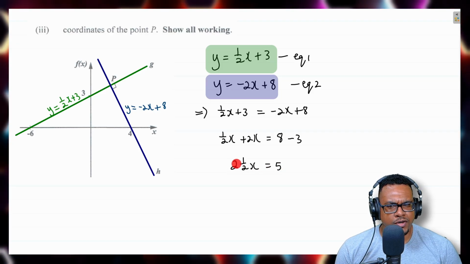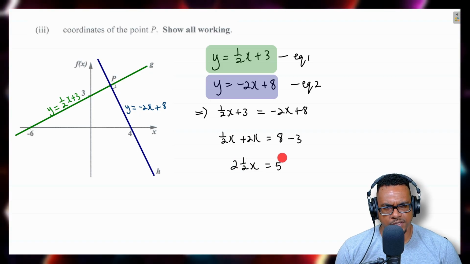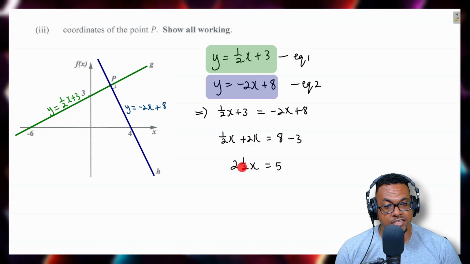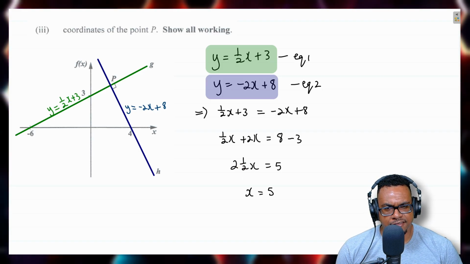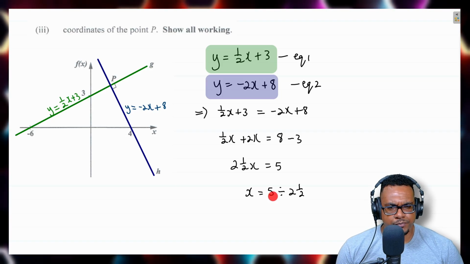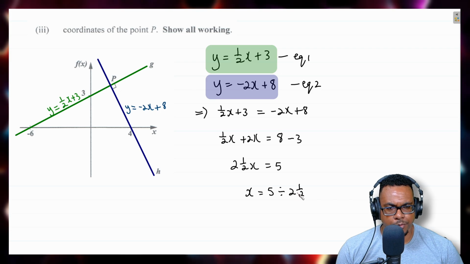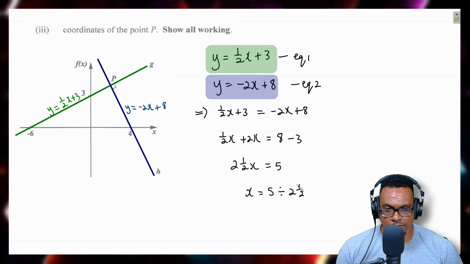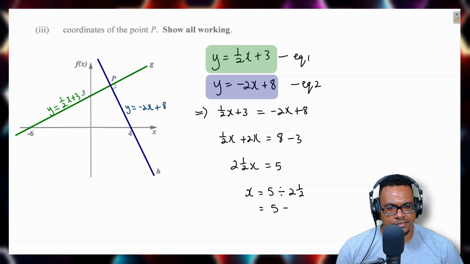So we have this 2.5 here being multiplied by x. And remember, we want to solve for this x. So if we transfer 2.5 across the equal sign, the operation will change from multiplication to division. So we'll get x is equal to 5 divided by 2.5. Now we could go and type this into the calculator and work it out one time. Or we could convert this to an improper fraction. 2 by 2 is 4 plus 1 is 5. So we'll have 5 divided by 5 over 2.